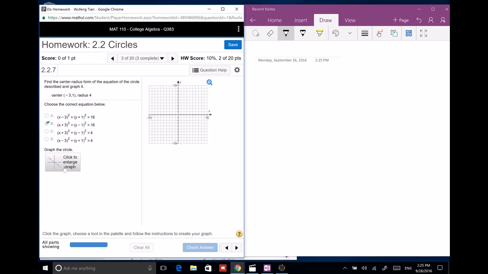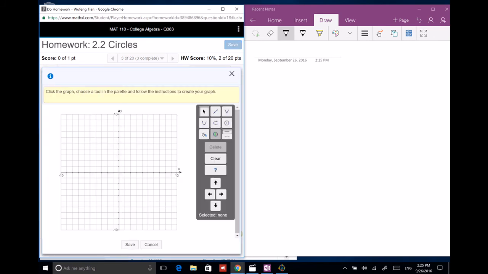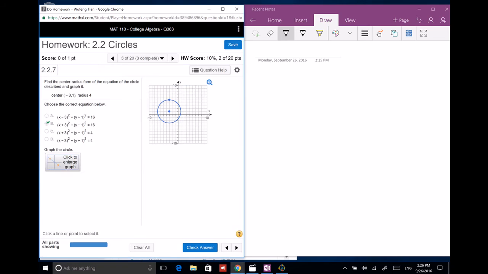You find the -3 and 1, go to 4, and then check it. For example, this one, what's that center? -3, 1. Let me check. So -3, 1, yeah, so it's right here. I choose the circle, so choose this one. And you have to go 4, so 1, 2, 3, 4. Okay, here. And save and check.